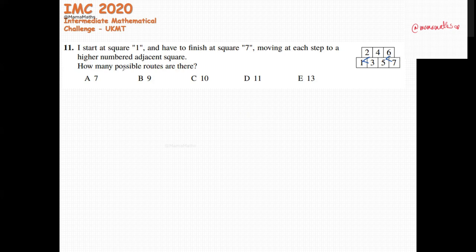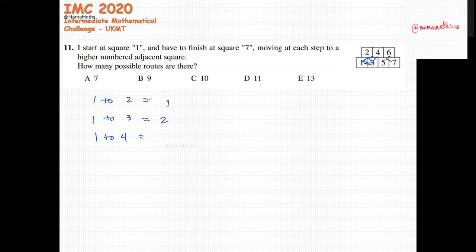So basically, let's count how many ways there are of getting from one square to another. So 1 to 2, I only have one way. From 1 to 3, I have two ways. So I either go directly to 3 or I pass through 2 and then 3. Now, if I go from 1 to 4, I have to pass through 3 or 2.